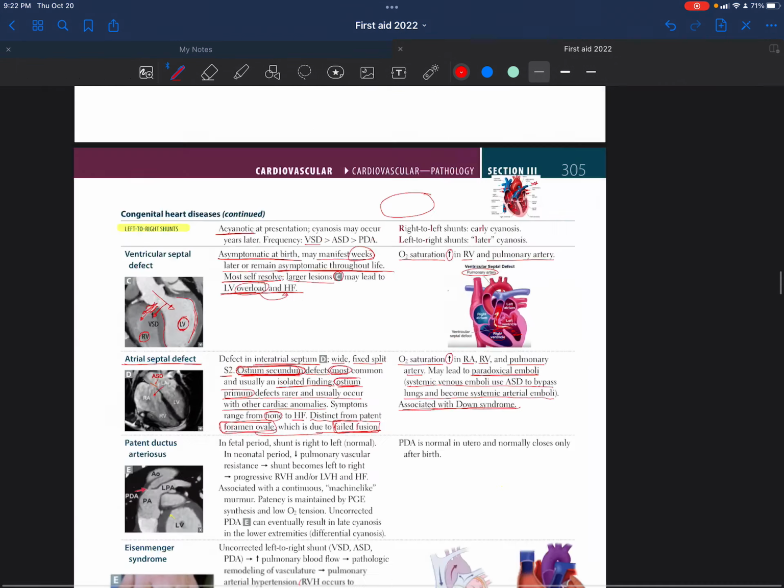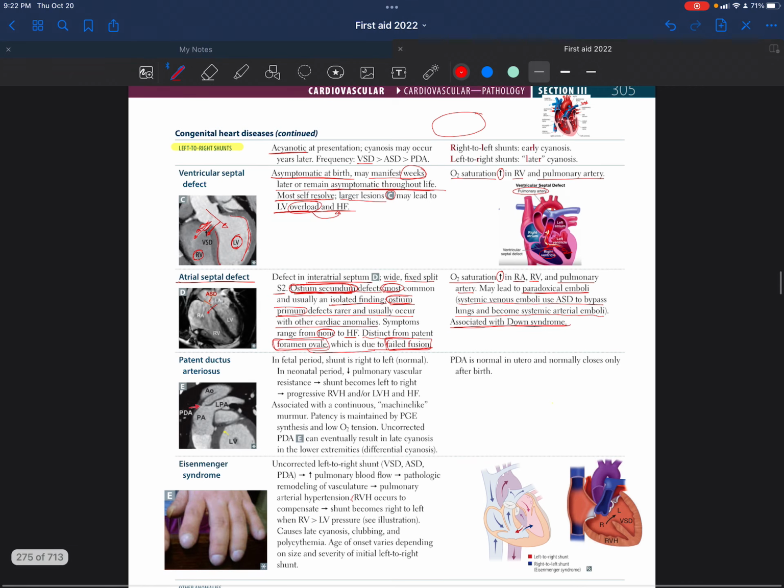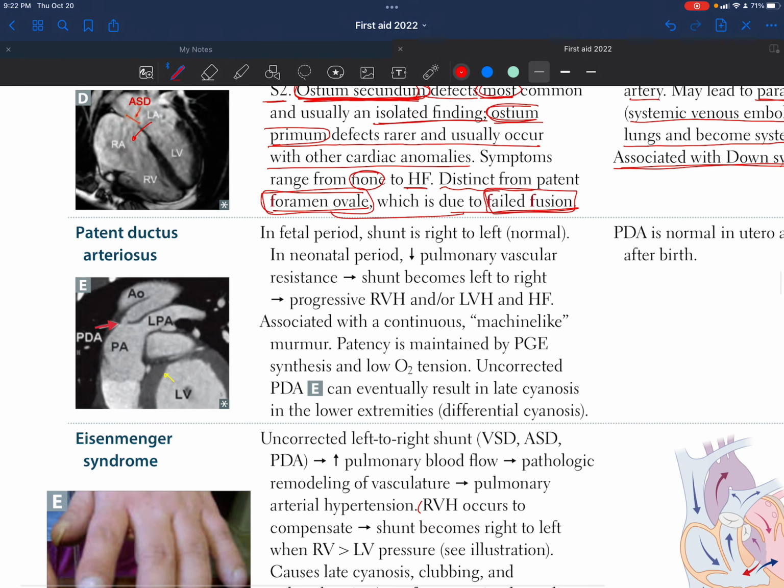This is associated, of course, with Down syndrome. So for the other disease, we have patent ductus arteriosus. It says that in fetal period, shunt is right to left. That is normal and expected in fetal period. But in neonatal period, after the baby is born, there is decrease in pulmonary vascular resistance, leading to shunt becomes left to right. That would cause a progressive right ventricular heart failure.